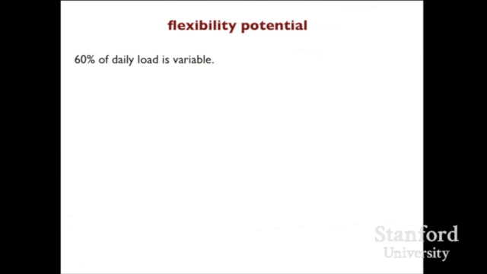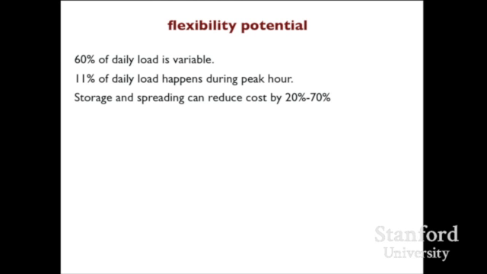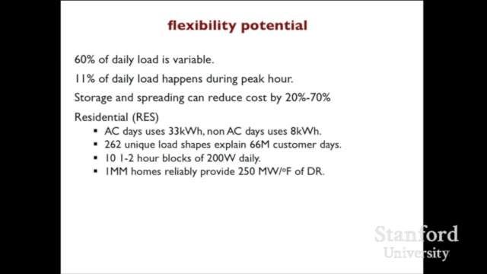60% of the daily load is variable. So you immediately see there's an opportunity for moving loads around, for example, peak shifting and all those kind of things, storage. 11% of the daily load per customer on average happens in the peak hour. So in that 1 hour, if you could change something, that's 11% of their load, okay? Storage and spreading this consumption over time can reduce costs both in the wholesale and for the customer themselves between 20 and 70%, okay?